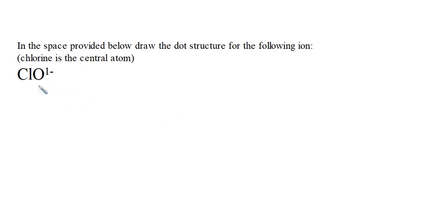ClO. So chlorine has 7, oxygen 6, and then 1. So that's 14 total. All right, let's go ahead and draw it in. Chlorine and oxygen. So chlorine has 7 valence electrons. Oxygen has 6 valence electrons. And then the 1 bonus electron, I'll put it right there so I have all paired up.